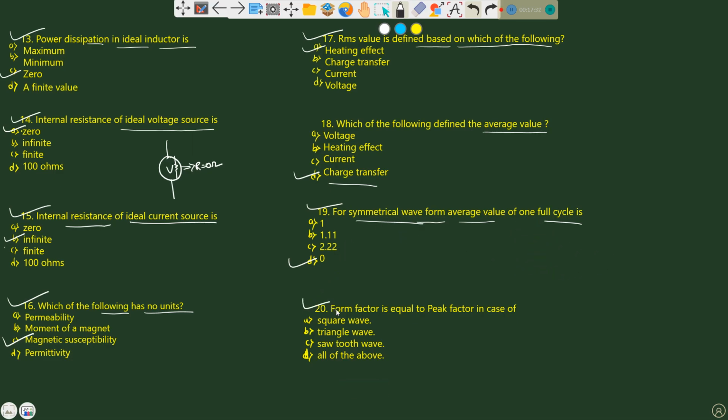So next we have, form factor is equal to the peak factor in the case of square wave. Okay, so it will be equivalent to 1, whereas form factor in the case of sine wave will be 1.11 and the peak factor will be... you know what form factor is, correct?